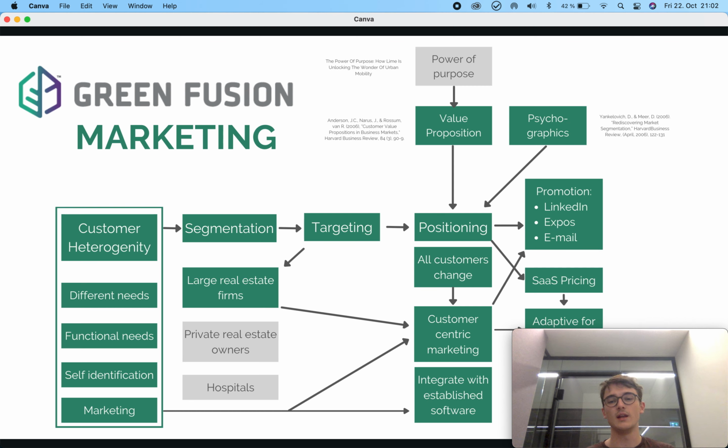And last but not least, certainly, is promotion. I think for Green Fusion, personal connection is integral. So you try to build connections in the network on LinkedIn. You go to expos such as the Expo Real in Munich, where all the big real estate firms for your market, for example, Germany, are.